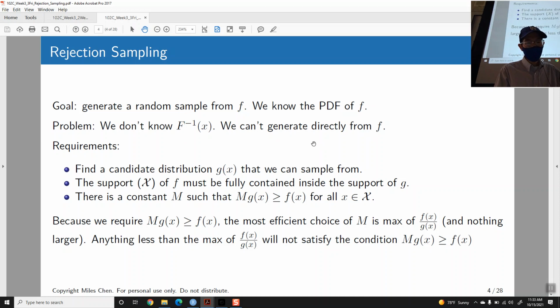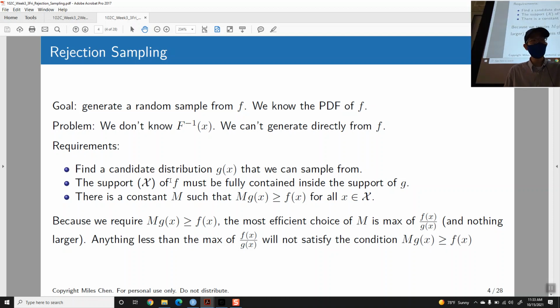We're not able to generate from F, so what we do is we generate from a different distribution G, a candidate distribution that we are able to sample from. Perhaps you can't sample from some distribution F, but you say, I do know how to generate values from the normal distribution, or from the exponential distribution, whatever we want. And much like importance sampling, the support of F must be fully contained inside the support of G. If it's possible for F to generate a value, then it also has to be possible for G to generate that value.